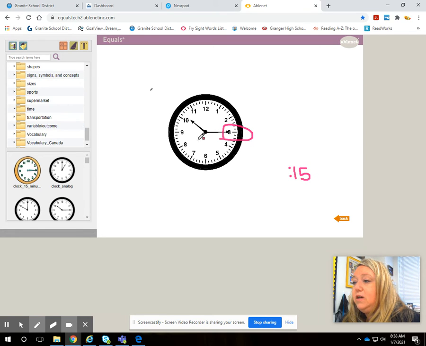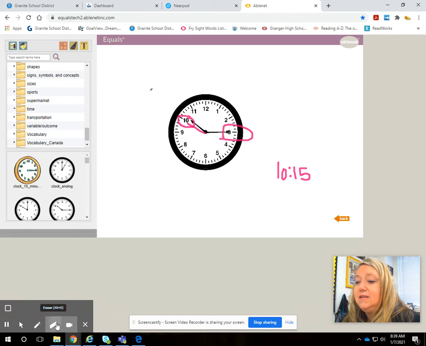And then we look at our shorthand. Our shorthand is pointed at the 10. It is moving a little bit past the 10 because, like we talked about, as this moves, this is also going to move. They're always moving in conjunction with each other, but it's the closest to this 10. So it's 10:15 in this instance, okay? All right, let me erase that.